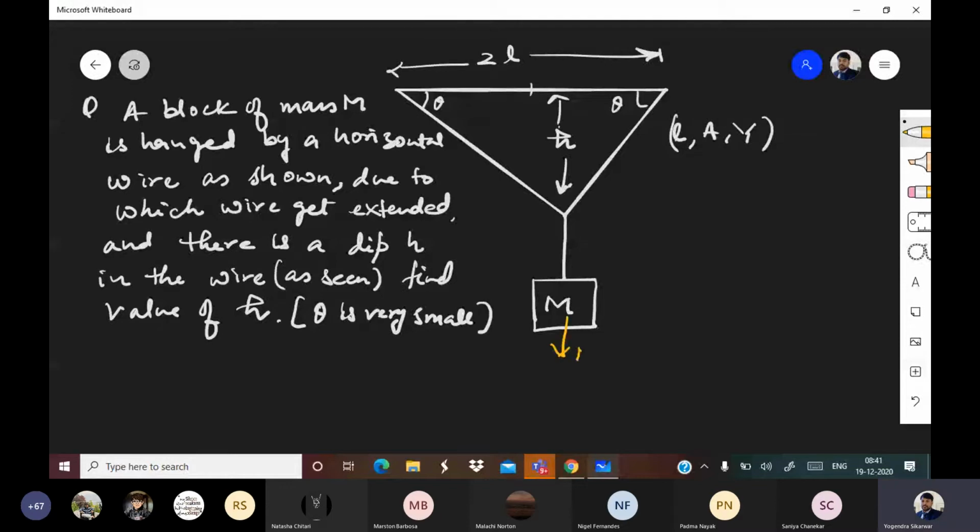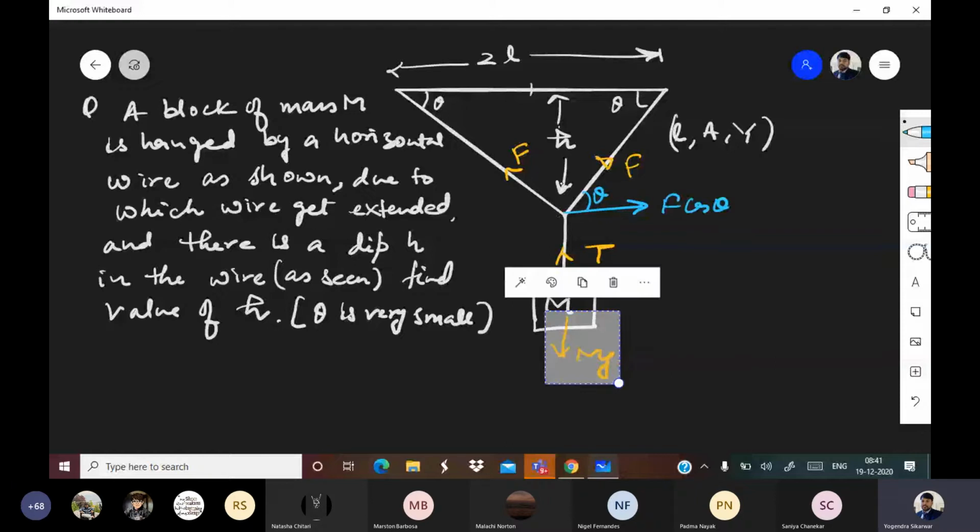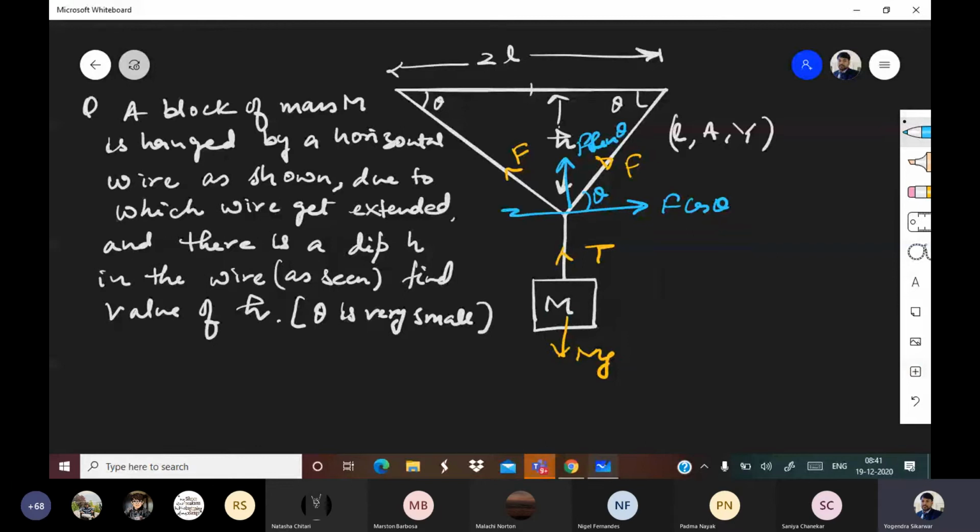Mg is acting downward. Tension will be acting upward. I am considering the force in this wire as F. So the force on this wire will also be F due to symmetry. Now this F can be resolved into two components. One will be F cos theta and one will be F sin theta. Similarly, in this direction, this will be F cos theta and this will be F sin theta.